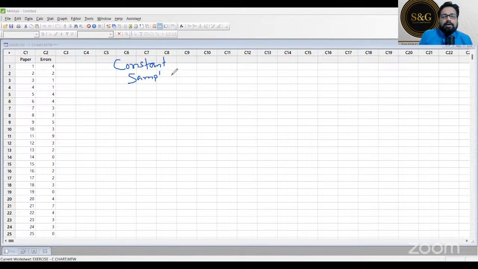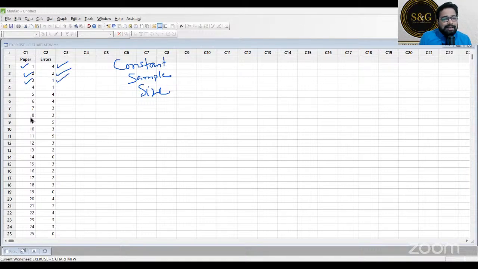Right? Let's say there are 50 questions, or let's say there are 20 questions. So the sample size will be the same, right? The number of samples will be the same. Out of which, how many wrong answers they are giving are considered as errors or defects, right? So this is paper number 1. The student has made 4 defects. Paper number 2, the student has made 2 defects. Paper number 3, the student has made 1 defect. Okay, so this is the data.